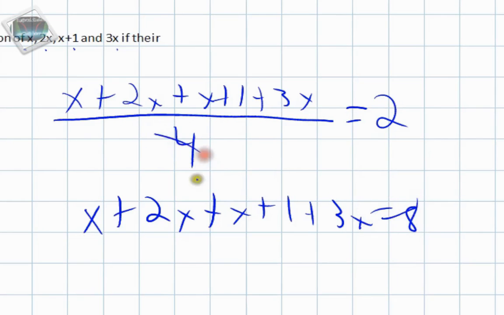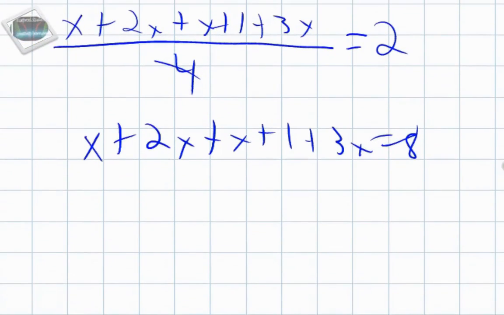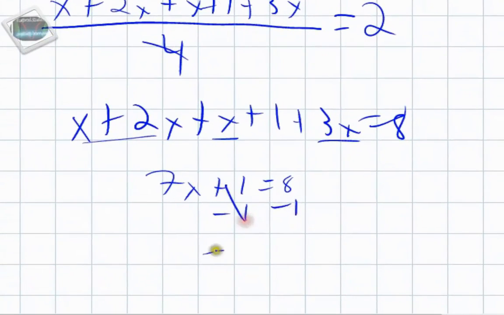Alright, so that canceled out the 4. And then now we're just going to combine like terms. So here we have, this is going to be 3x, that's going to be 4x, it's going to be 7x, so 7x plus 1 is equal to 8x, sorry, just 8. And then we're going to subtract 1. 7x is equal to 7, and x is equal to 1.